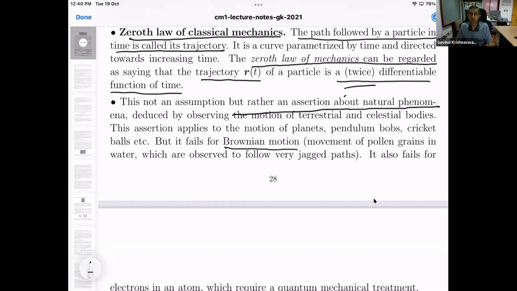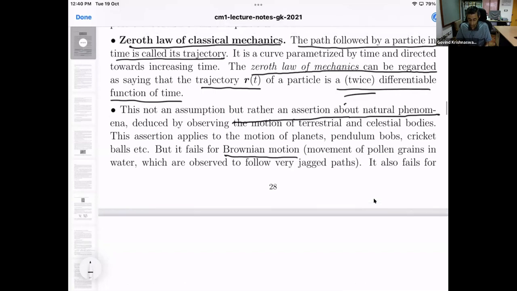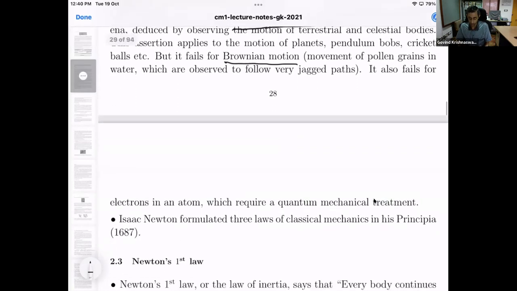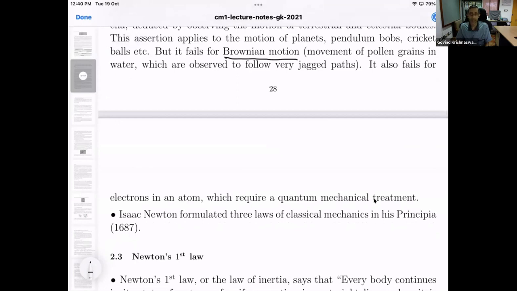And if you postulate that law, then you can deduce consequences. And those laws are not self-evident. They are not simply facts of logic. They are things about natural phenomena that you deduce by observing. Because it could very well have been that the trajectory of the moon is not a twice differentiable function of time. Perhaps it is something quite different. It is only by observing that we found out that it's the case.